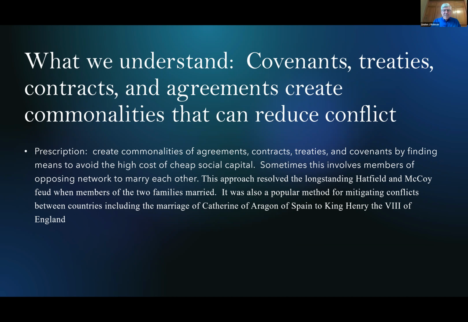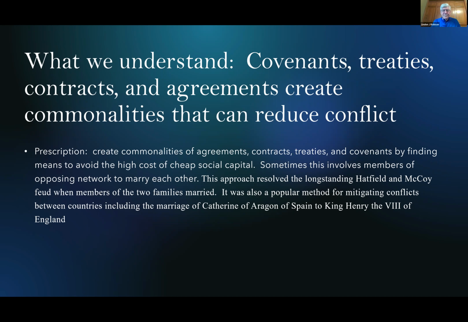And this was a popular method for mitigating conflicts between countries in times past. Catherine of Aragon of Spain marrying King Henry VIII. Of course, that didn't turn out well for Catherine, but the point of it is, when we can sit down and actually resolve differences, it's almost always the case that we don't always have the strongest preference for things that we couldn't negotiate and resolve. So covenants, treaties, contracts, agreements, we think of the powerful nature of family contract, marriage contract, business contract, creating a means of conducting exchanges without conflict.